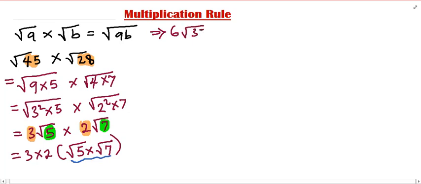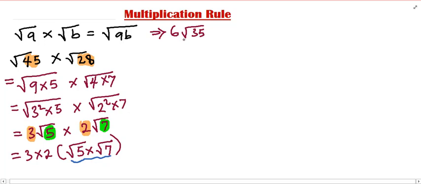So surd 35, and I don't think there are any two numbers that can express 35 as a perfect square and then an irrational number. I don't think so. That will bring us to the end of the multiplication.